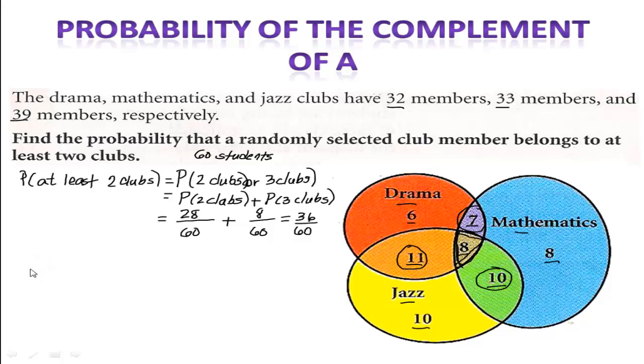Let's do the second approach. The second approach is finding the complement of event A. And what is event A? This is event A, that I have a student that belongs to at least 2 clubs. So the complement of having a student that belongs to at least 2 clubs is the probability of a student that belongs to just 1 club. That would be the complement, right? If there are 3 clubs, then the complement, or the rest of the students that are not in this event, would be the students that belong to just 1 club. Okay? And these you can easily see.